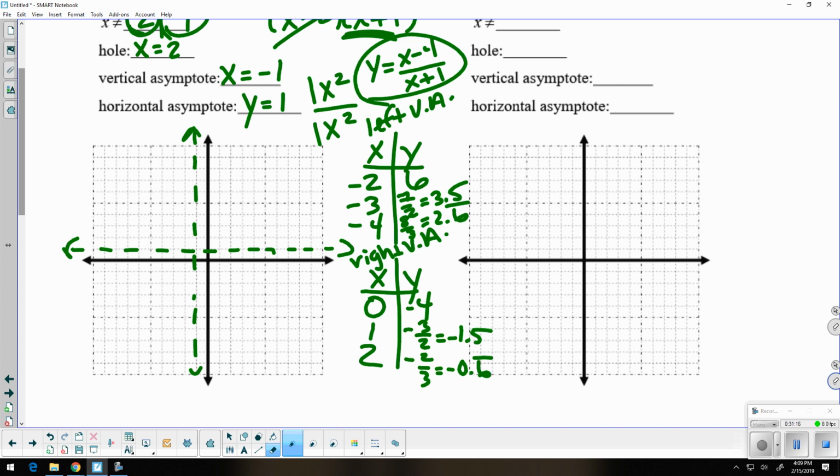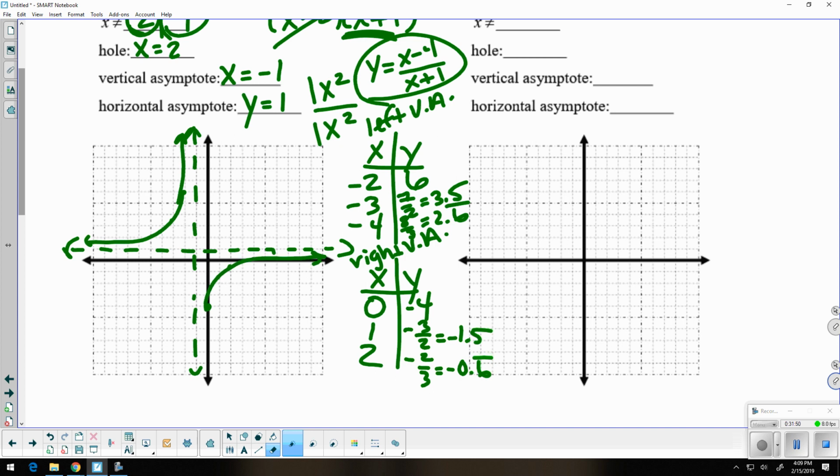All right, so graph these points out. So we got negative 2, 6, so going up, 3, 5, 6. Then we got negative 3, and then going up 1, 2, 3.5. And then we have negative 4, going up 1, 2.6 is about right here. All right, so here's this piece. The other one, now graphing this, 0, negative 4 would be down here. And then going over 1, going down 1.5, and then going over 2, going down about 0.6.